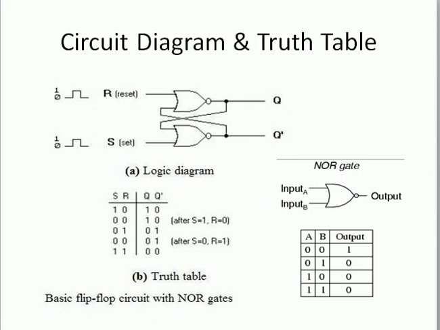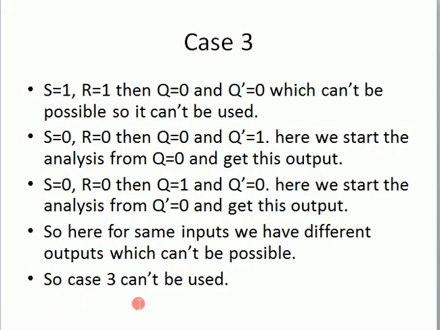And this is basically the most confusing part, because Q complement is here. It is understood that when Q is equal to 0, then Q complement must be equal to 1. But here, when we have both 1 1, the output is 0 0, regardless of the value of the other one. So Q is equal to 0 and Q complement is equal to 0. That cannot be possible, so basically it is the invalid state. When S is equal to 1 and R is equal to 1, then Q is equal to 0 and Q complement is equal to 0, which can't be possible. So it cannot be used.